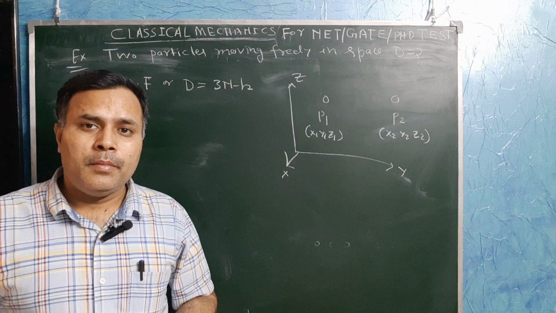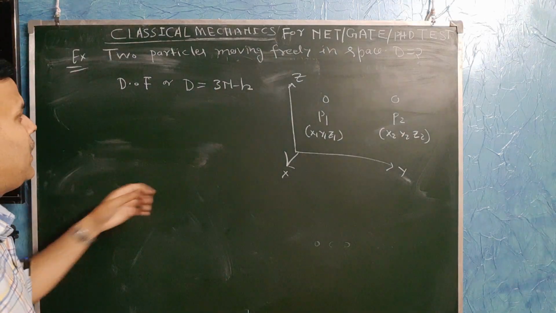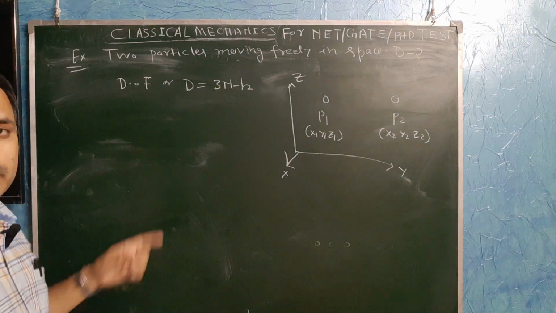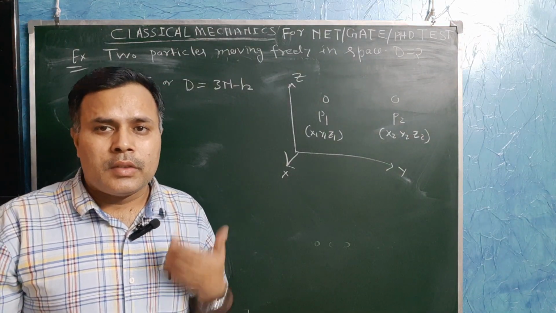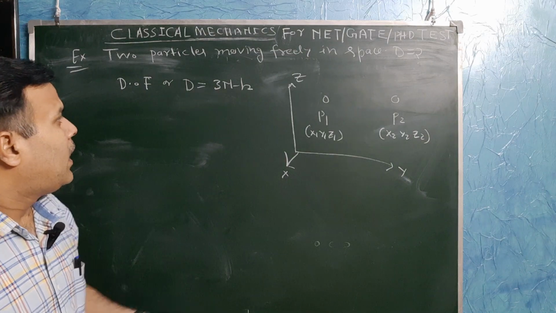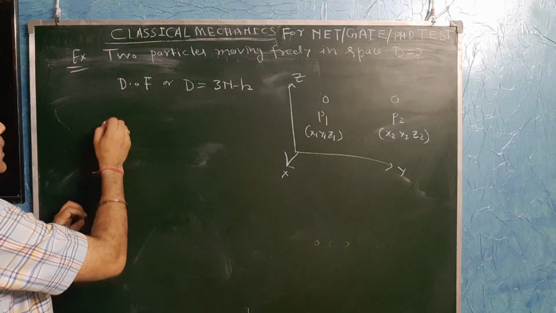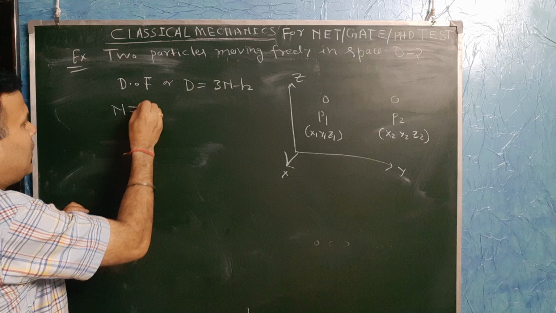So what is the degree of freedom? Again, degree of freedom is defined as 3n minus k, where k is the number of equations of constraints used in the system and n is the number of particles. So in this case we have n is 2.